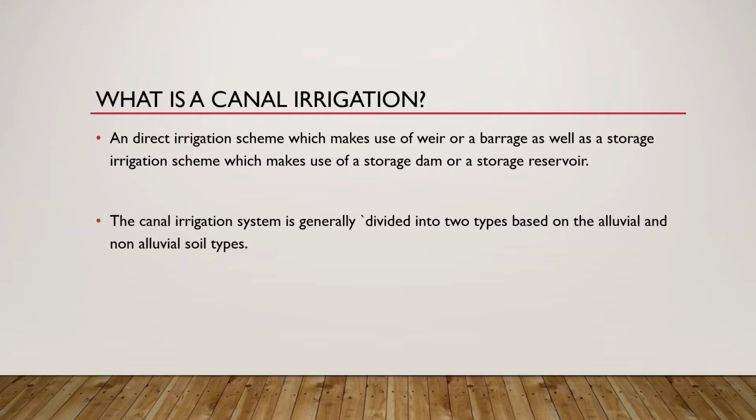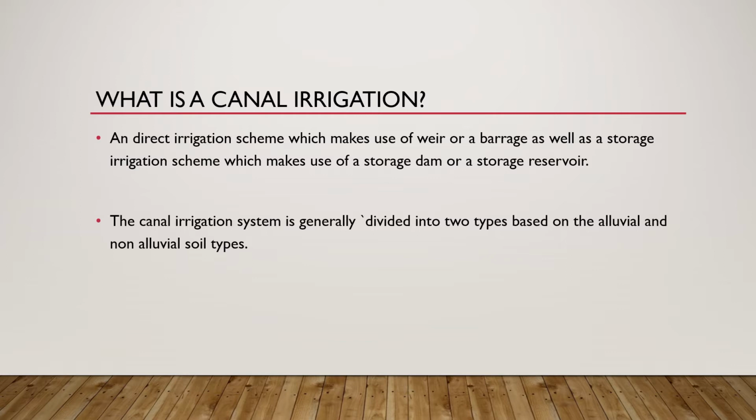Actually, there are two different schemes in canal irrigation: a direct irrigation scheme and an indirect irrigation scheme. And the irrigation is done for both alluvial and non-alluvial soil types.